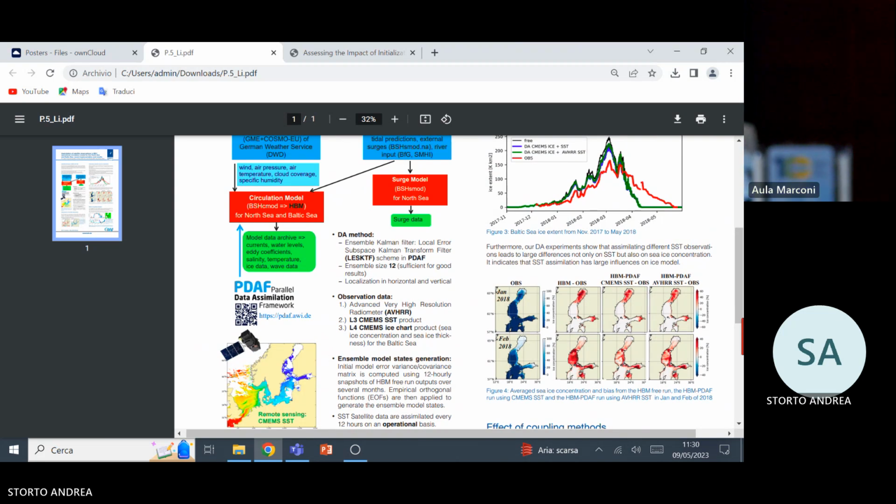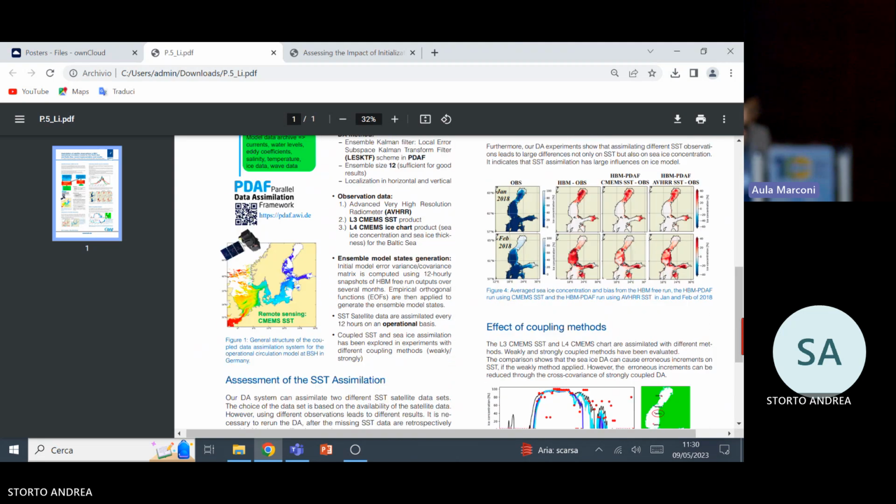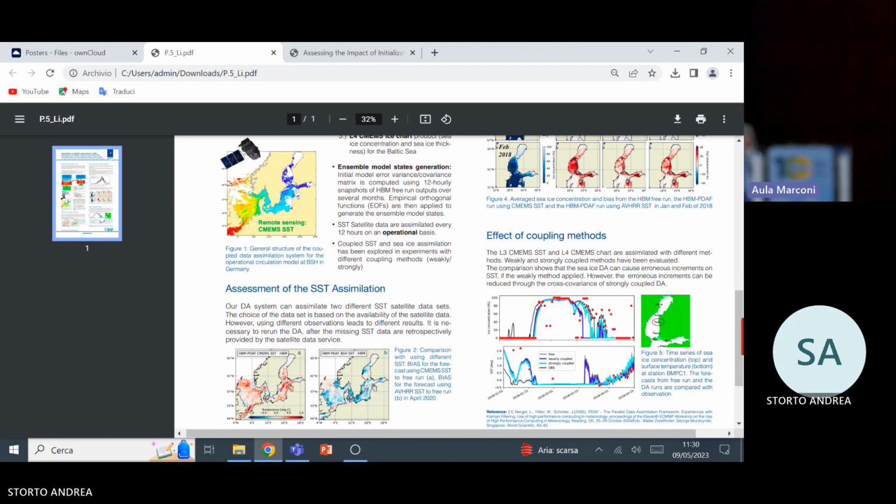And in the experiments about the coupling methods, we have found that in the weakly coupled data assimilation, we have erroneous increments on the SST, and through the strongly coupled, these errors can be corrected. So that's it for my poster, and if you have any questions or suggestions about my poster.